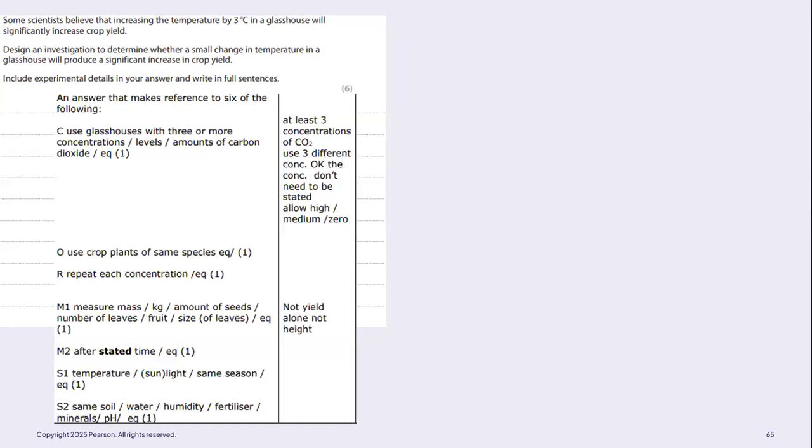So this gives you an example of a mark scheme to the question we looked at before. Mark schemes will be set out like this. It will tell you what they're going to change. It requires 3 or more concentrations, so just 2 is not enough. The plants are the same species. Repeat each concentration. What they are going to measure, and because it's a crop yield, it has to be linked to the seeds. Height's not sufficient. You need a stated sensible time, and examples of variables that you're going to keep the same.